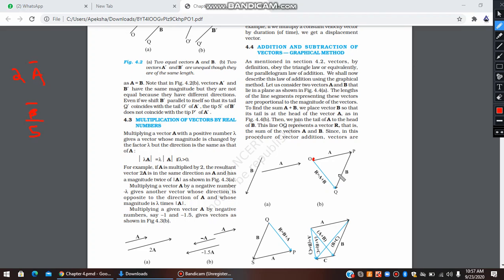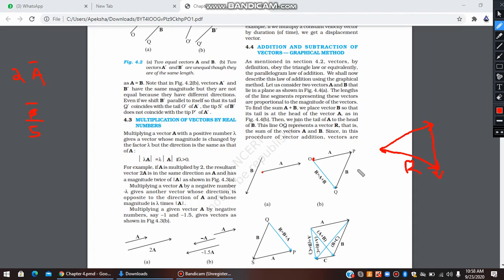We have shifted b bar parallelly and we have joined it with the head of a bar. This point is called the tail and the arrow is called the head. So we have joined the head of a bar with the tail of b bar. This is what we are having once we are done with the first two steps. Now when I join the tail of the first vector with the head of the second vector, the vector so formed is called the resultant of the two vectors. That is how we do addition.